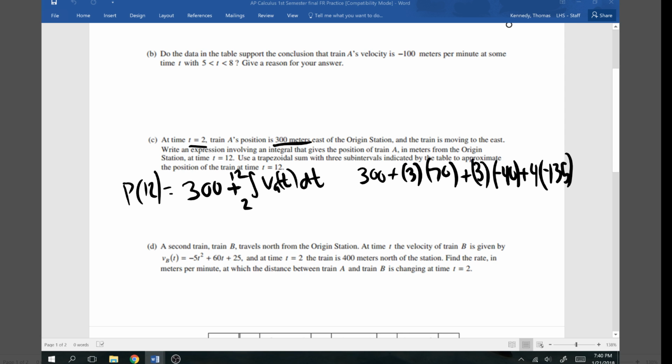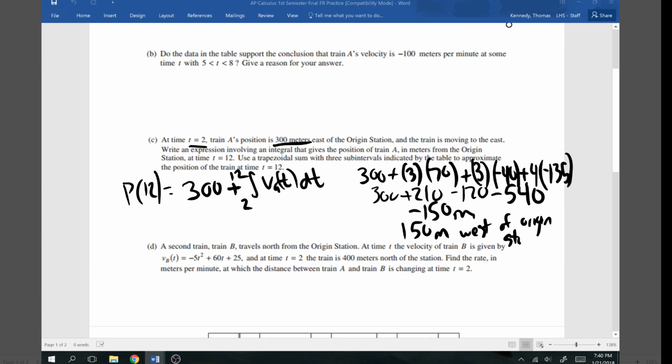All right, so to finish my question here, this is 300 plus 210 minus 120 minus, and this is the big number, 540. And so we end up being to the west of origin station at 12 if our trap sums are correct at all. We're at negative 150 meters, or 150 meters west of origin station, which was the best answer to that question.